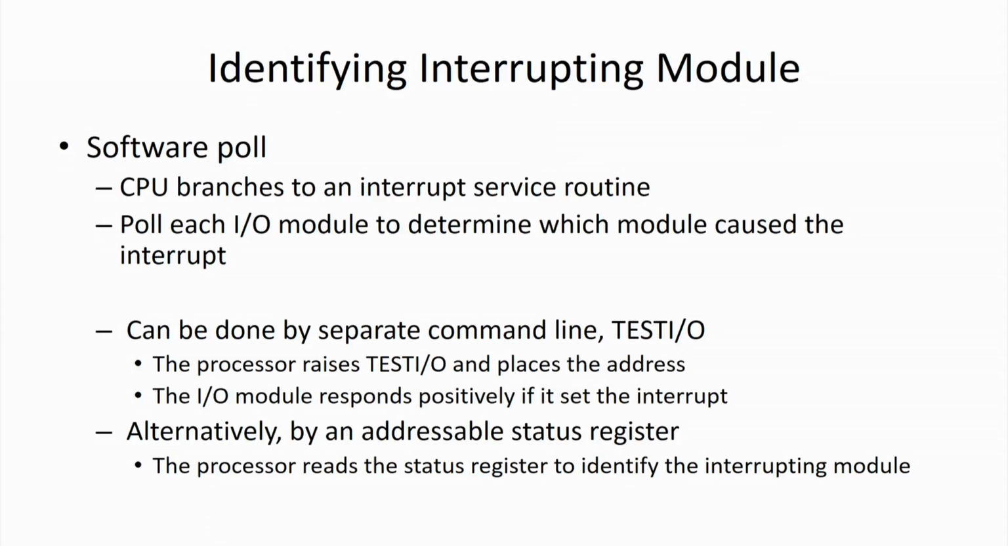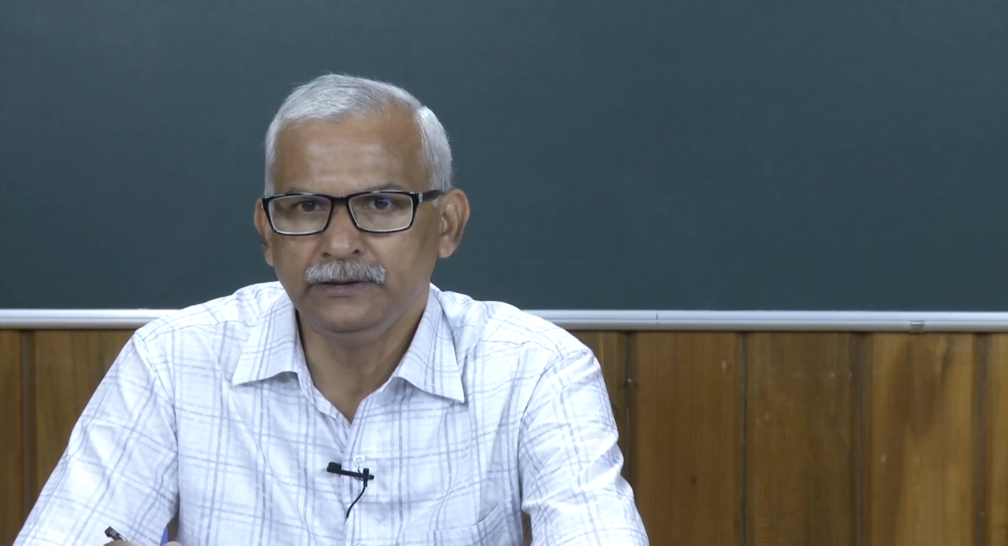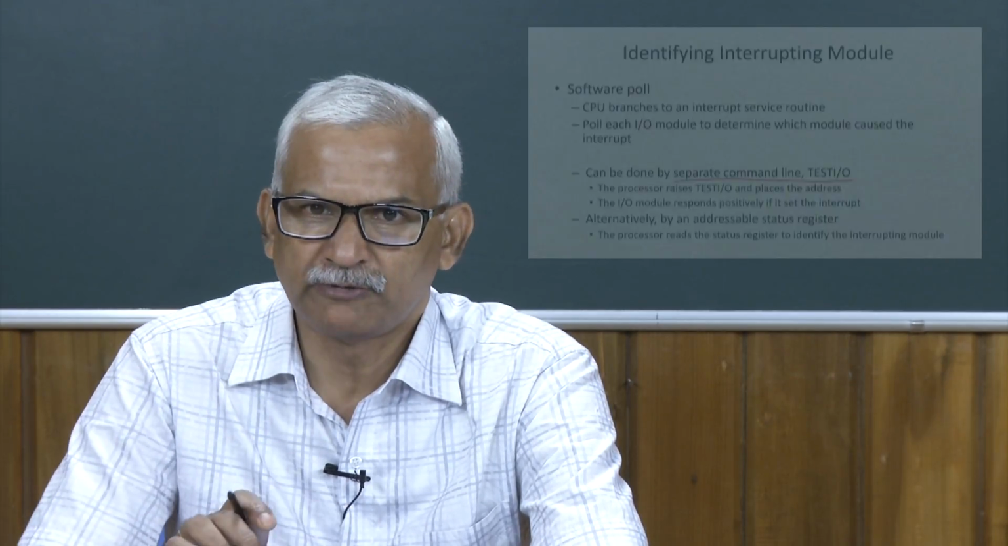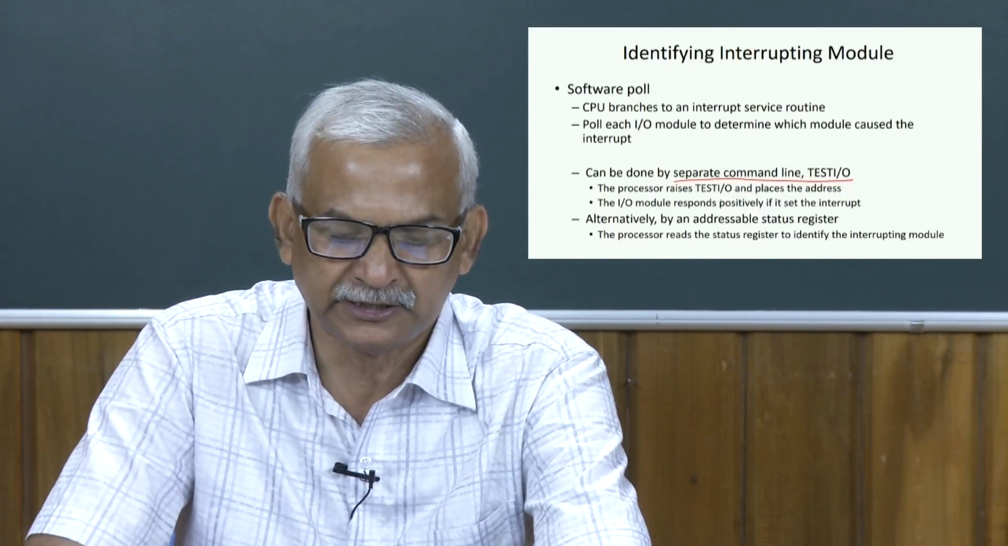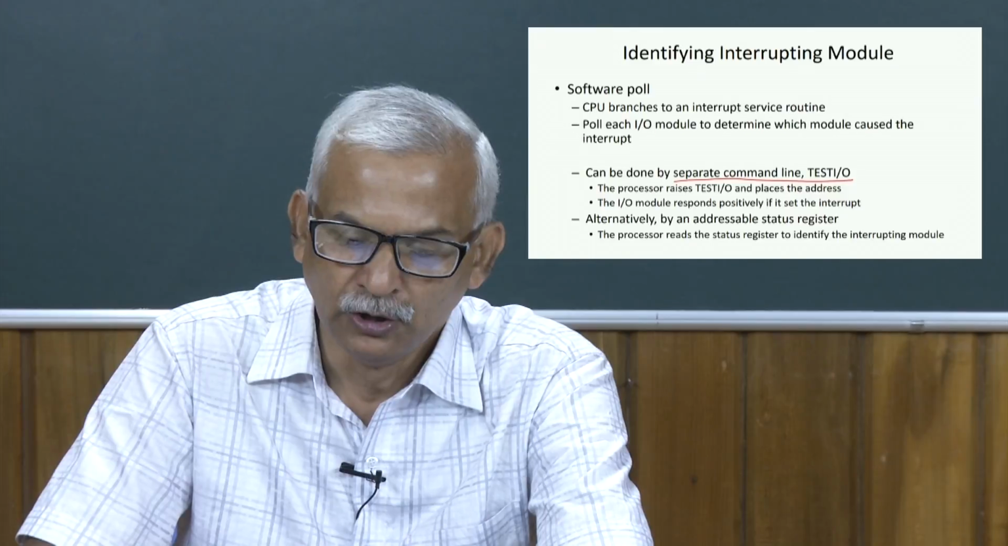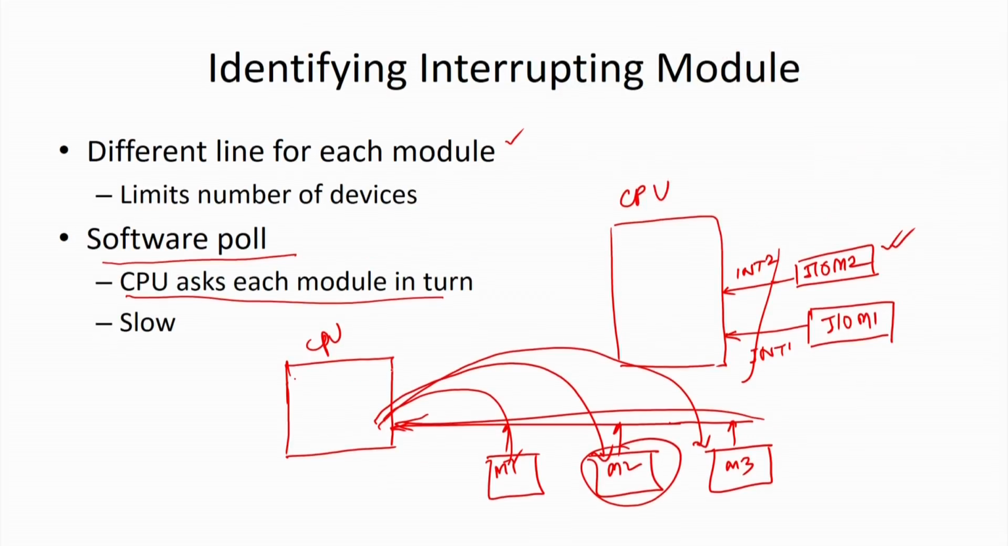One approach is a separate command line, test I/O. We may have one command line or control line, and through that control line it is going to give test I/O. So, the processor raises the test I/O and puts the address. We can have a control signal called test I/O, and along with that it will give the address of this particular I/O module.